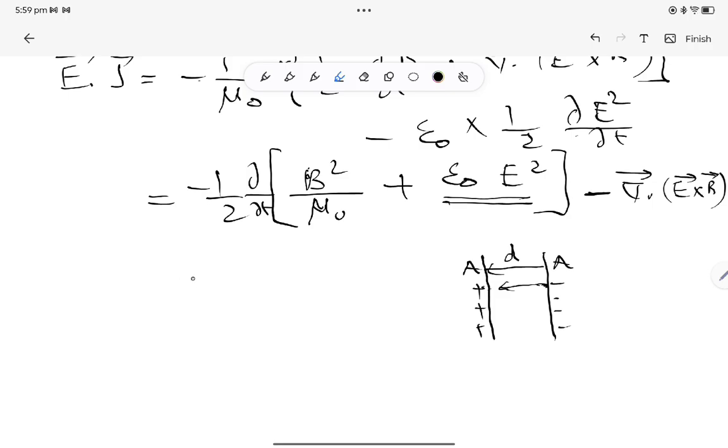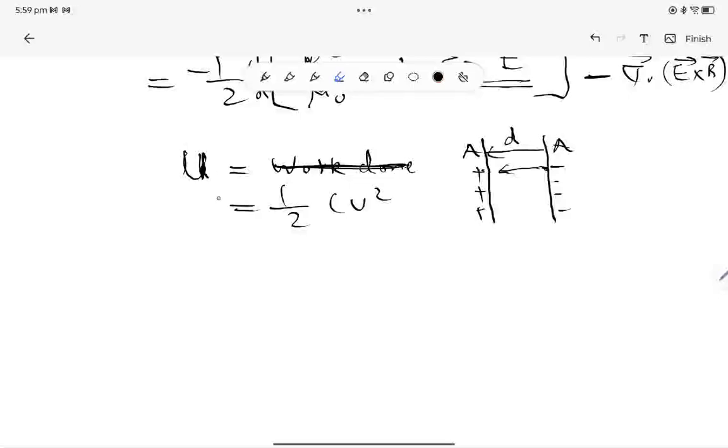We know that is equal to energy stored in a capacitor. We write capital U for that, because E is reserved here for electric field. U is equal to energy stored, that is work done. I will rather use energy stored in a capacitor is 1 by 2 C V square, a famous formula. Now 1 by 2 C, capacitance of a parallel plate capacitor, that is epsilon naught A by d, into V square, V is potential difference between the two.